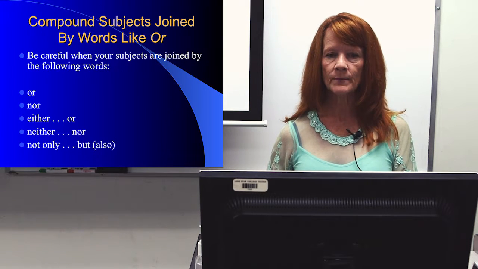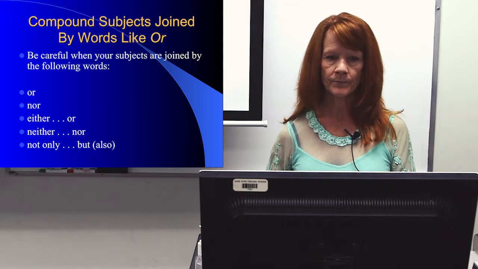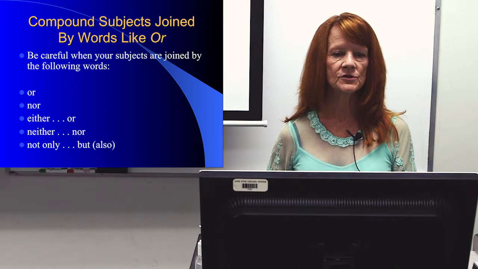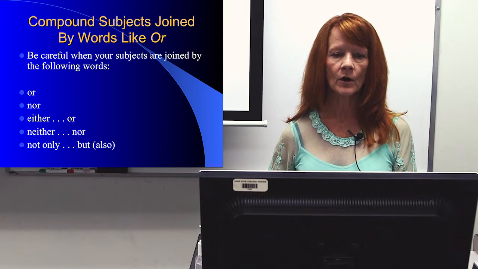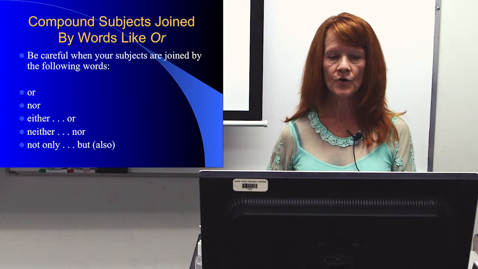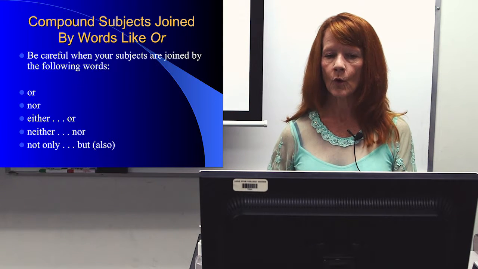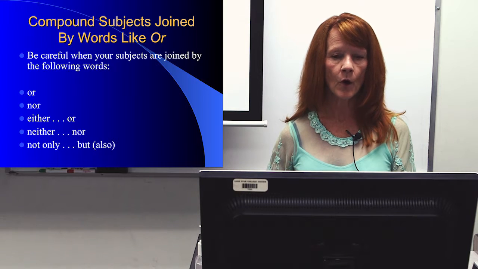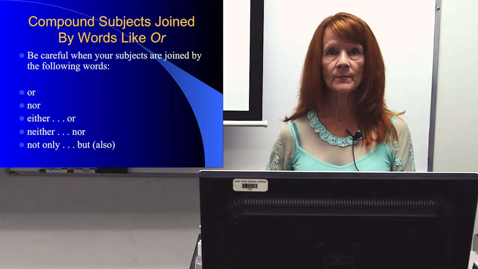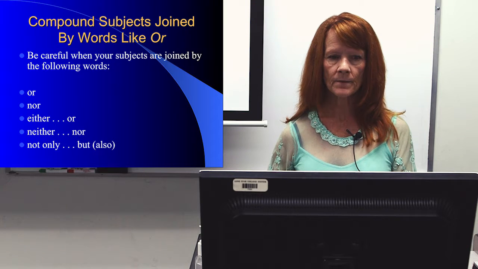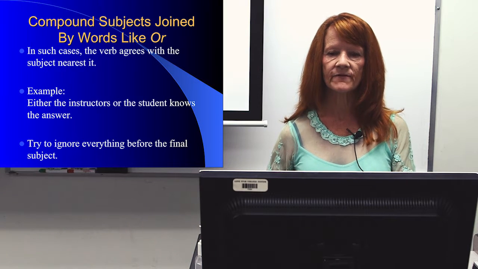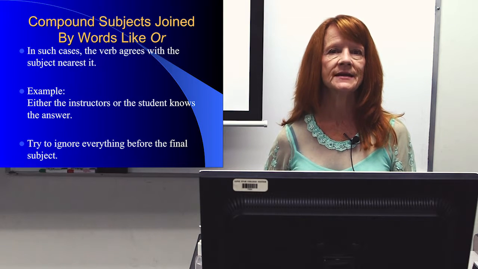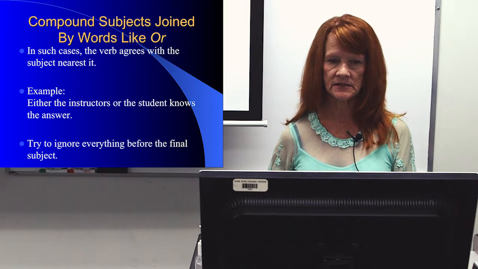Compound subjects joined by words like or. Be careful when your subjects are joined by the following words: or, nor, either or, neither nor, not only but, or not only but also. In such cases, the verb agrees with the subject nearest to it in the sentence.